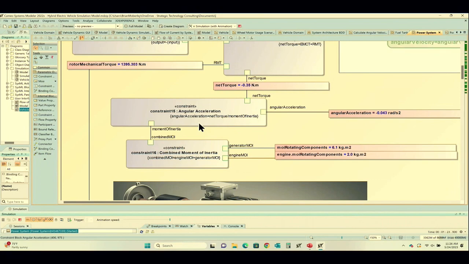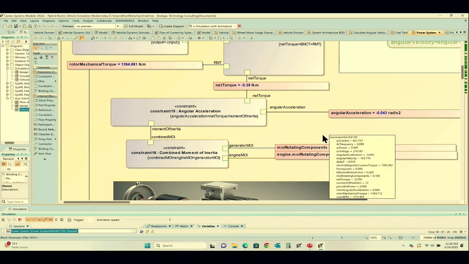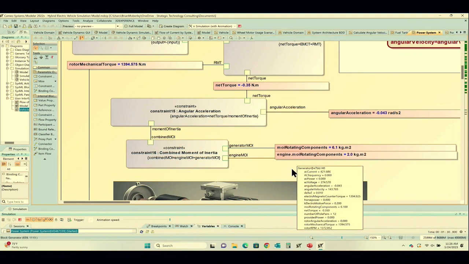At one point, we had some equations in here that calculated the moment of inertia, but we said, hey, if we already know what it is, we don't need to calculate it every time step. Let's just say what it is, right? So that's what these value properties are here, are basically we're saying the amount of moment of inertia of the rotating components of the engine is this.